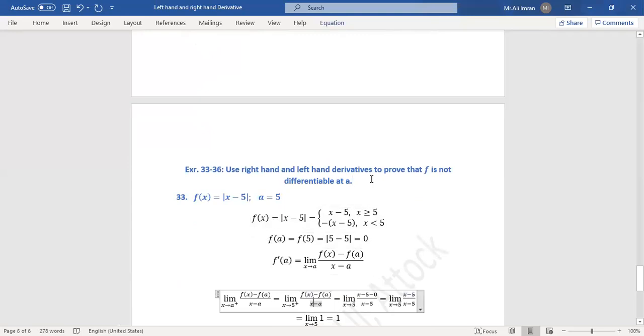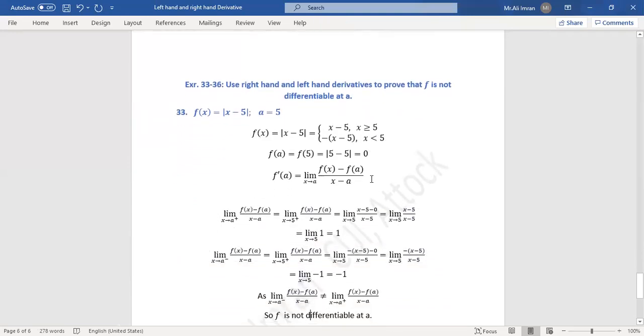Now we will do some questions on the absolute function. Exercise 33 to 36, use right hand and left hand derivative to prove that f is not differentiable at point A. 33 number question, f of x is equal to mod of x minus 5, and we have to check the differentiability at A is equal to 5.